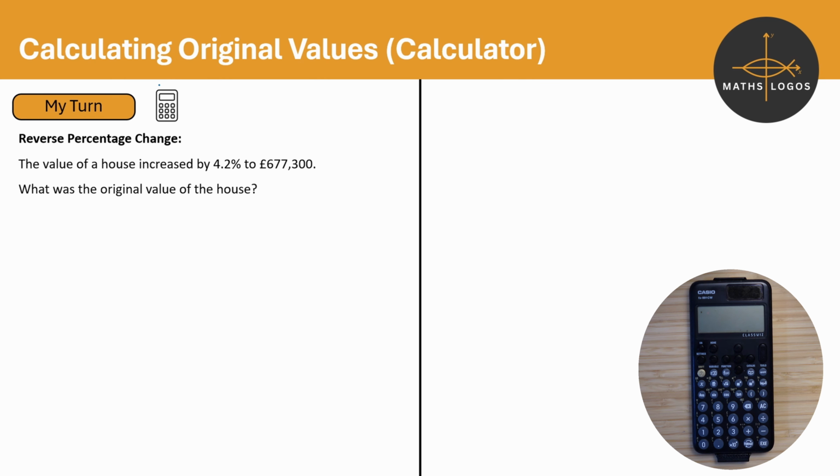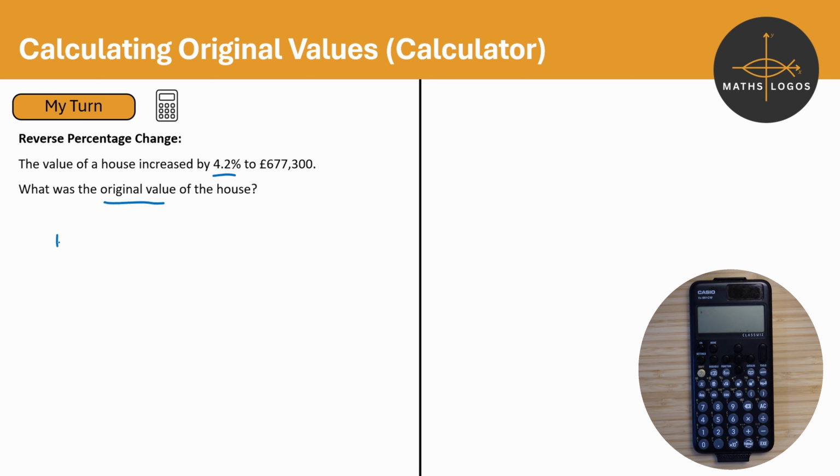Hi everyone, in this lesson we're going to look at calculating original values using a calculator. This is sometimes referred to as reverse percentage change. The value of a house increased by 4.2% to £677,300. What was the original value of the house?